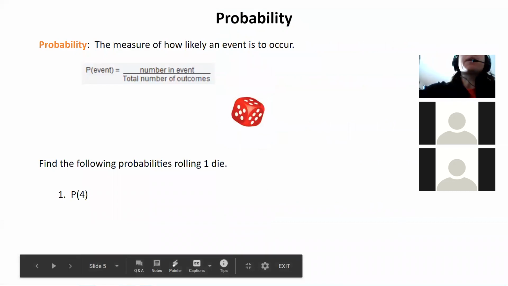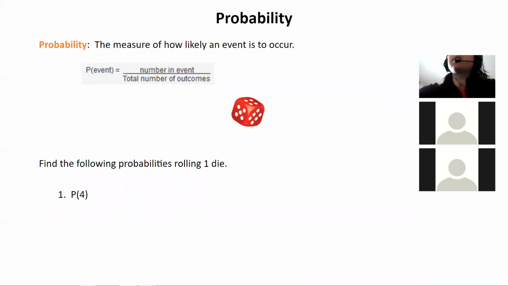Love it. Okay, probability. We started a little bit last week, but you guys did not have live session last week. So, you know, for grins, we're just gonna get going. So, probability is the measure of how likely an event is to occur. Okay, so to find the probability or how likely an event is, we would make this little ratio here, okay?